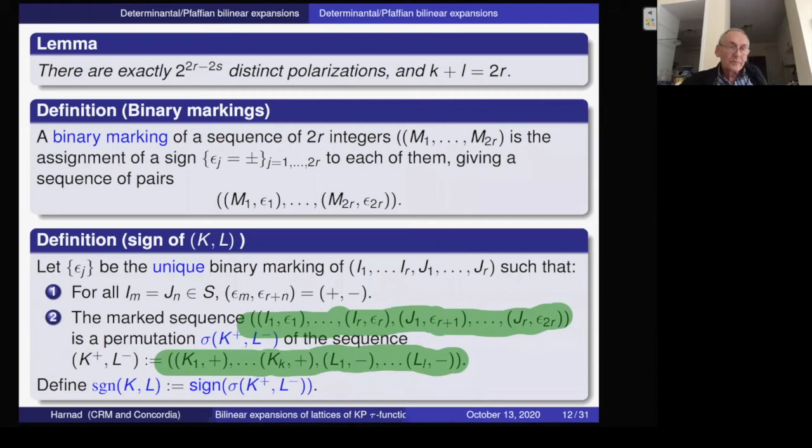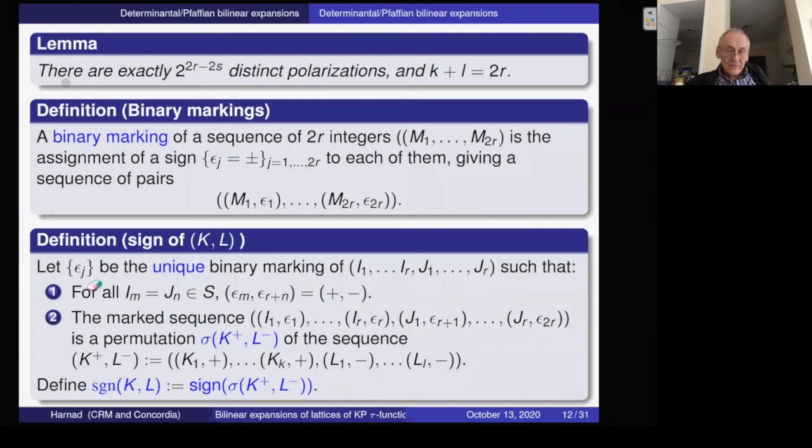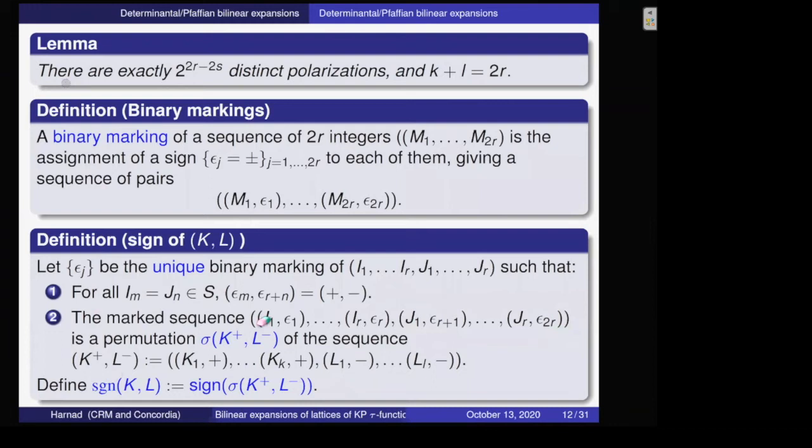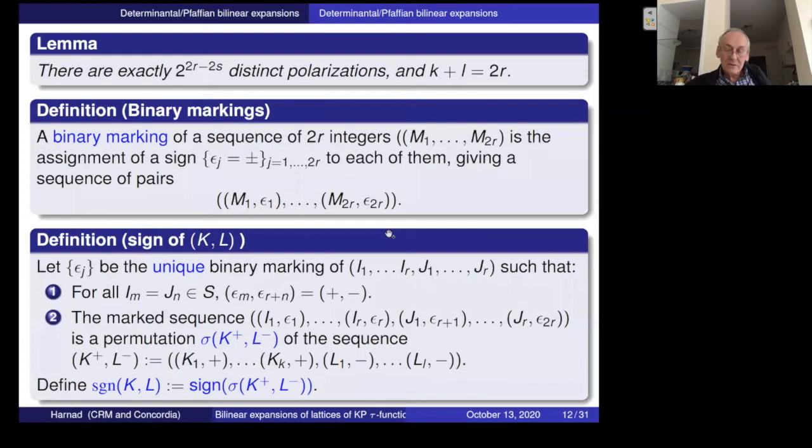I'm going to slow down a little bit here because I don't want to lose anyone. Okay, so that is defined. Maybe an example? It's coming. Just a little patience and there will be plenty of examples coming. Very easy examples.